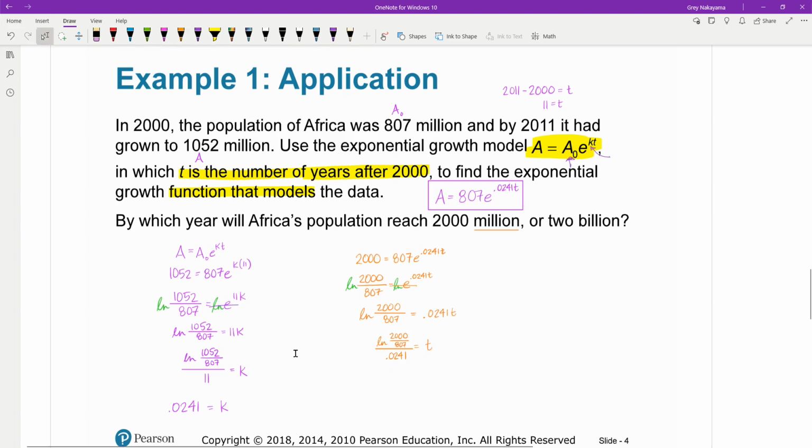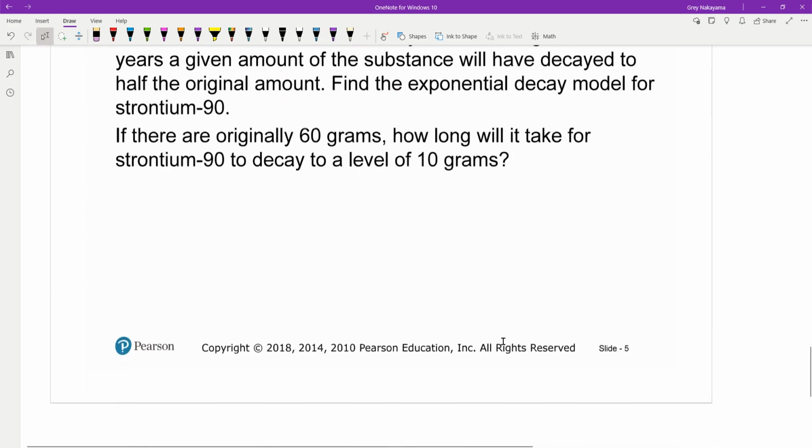This expression, you need to put it in your calculator, y'all, and make sure you know how to use your calculator to get the number. So t in this case is equal to 37.65. That is t. T represents the number of years after 2000. So I'm going to round that up and say that the year 2038 is when the population will reach 2,000 million.